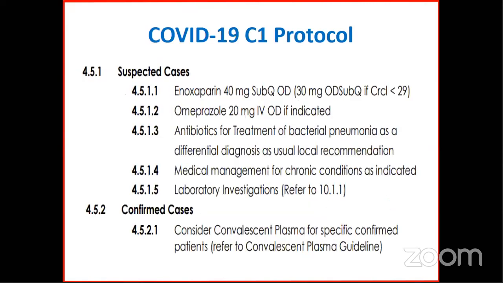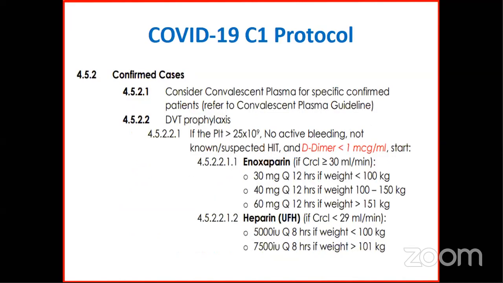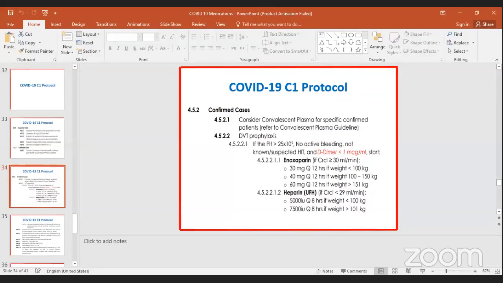Okay. Regarding our cluster 1 protocol, I think you know that if a suspected patient, we will deal with them as regular patients. But if a confirmed case, we will start prophylaxis. DVT prophylaxis is very important. I will show you the updated guideline protocol from MOH for adults. Okay, this one was just released this morning, as I know.